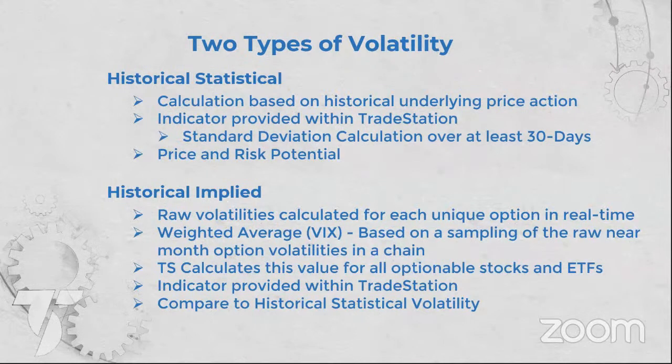And if the VIX or the implied volatility of that stock is less than the historical statistical volatility, then that's telling us that the options are underpriced based on the current price potential of the underlying asset. So that can be very valuable. And so one of the workspaces that I'm providing in that zip file is a workspace that does just that. It has an indicator that shows you the comparison between historical statistical volatility and historical implied volatility.